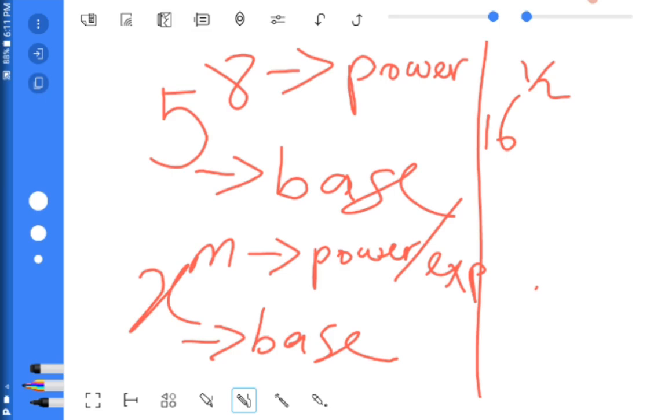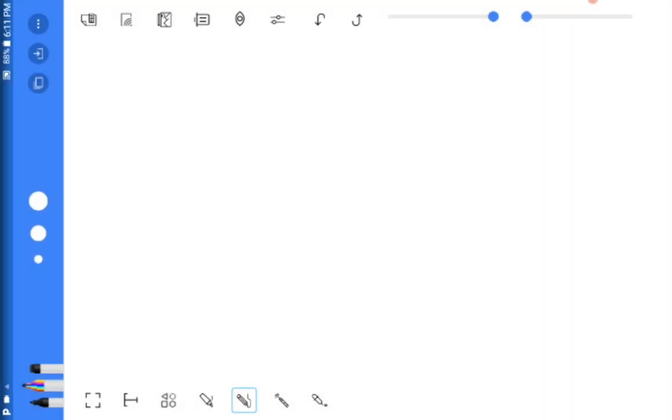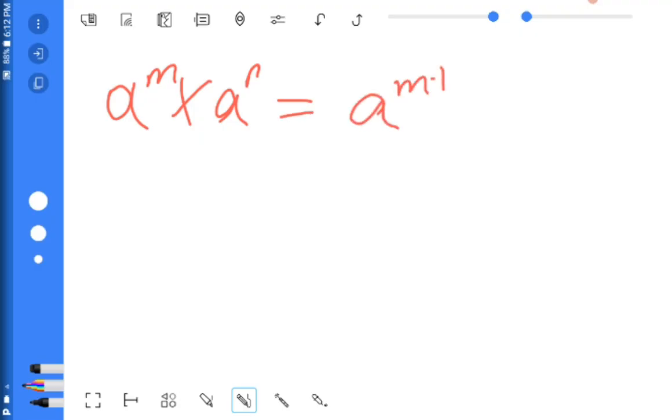Rule number 1, or law number 1, we call them rules of indices or laws of indices. Law number 1 is known as the multiplication law of indices, which states that a raised to the power of m times a raised to the power of n is equal to a raised to the power m plus n. So this is the multiplication law of indices, meaning that when the base is the same, you simply add or sum up the powers. That is the multiplication law of indices.